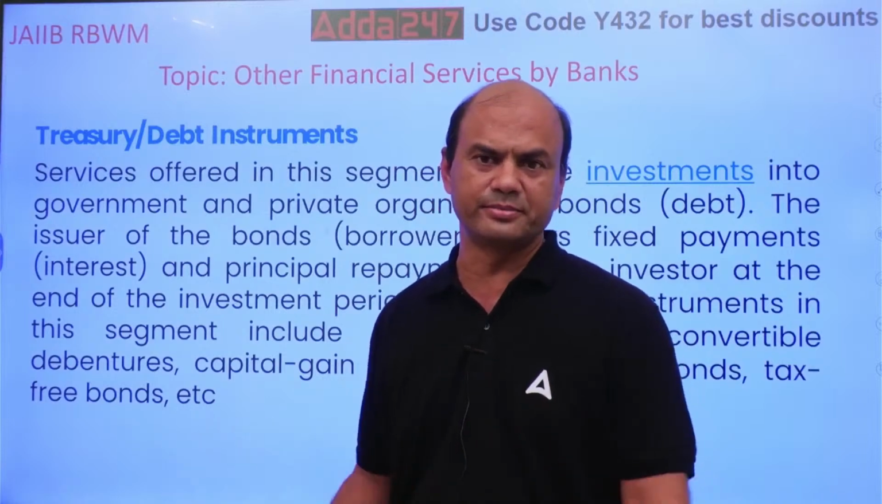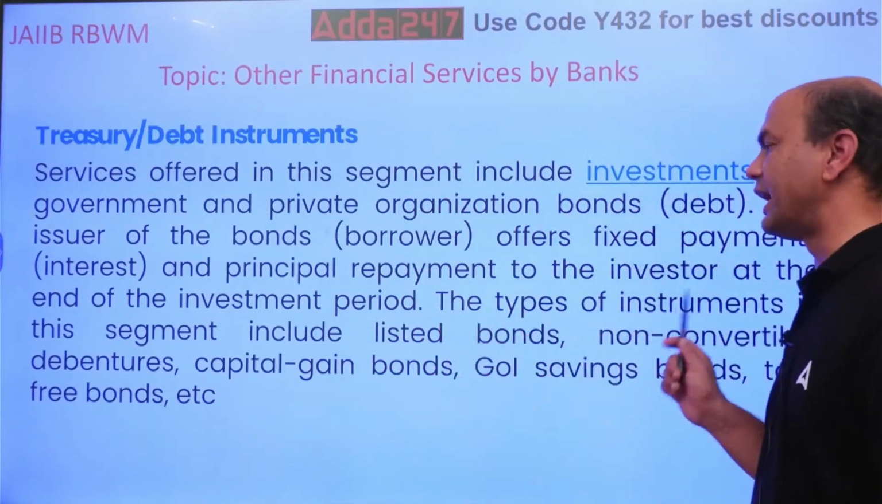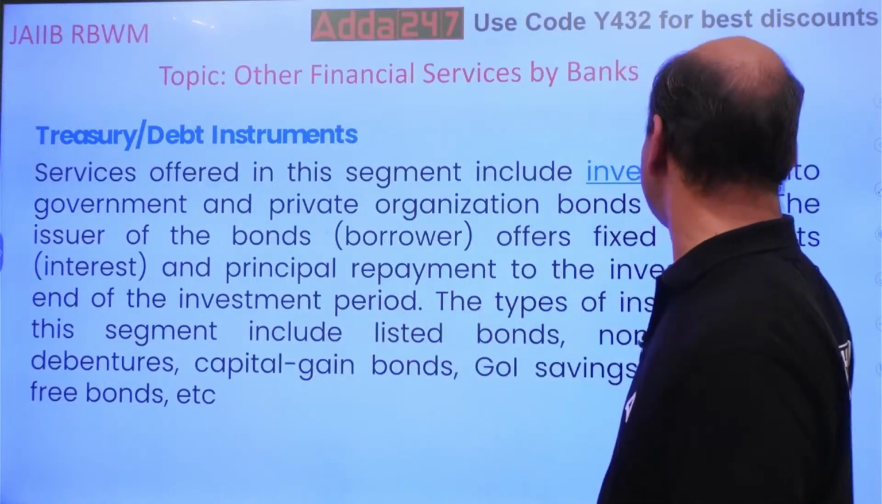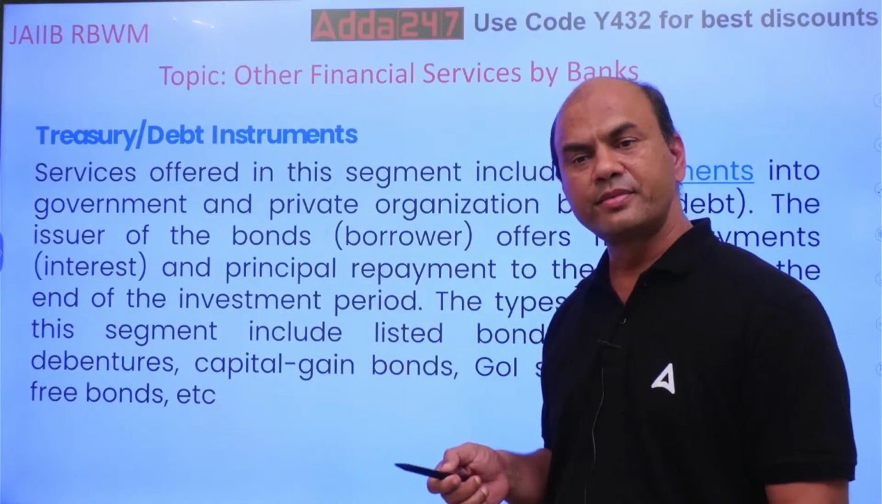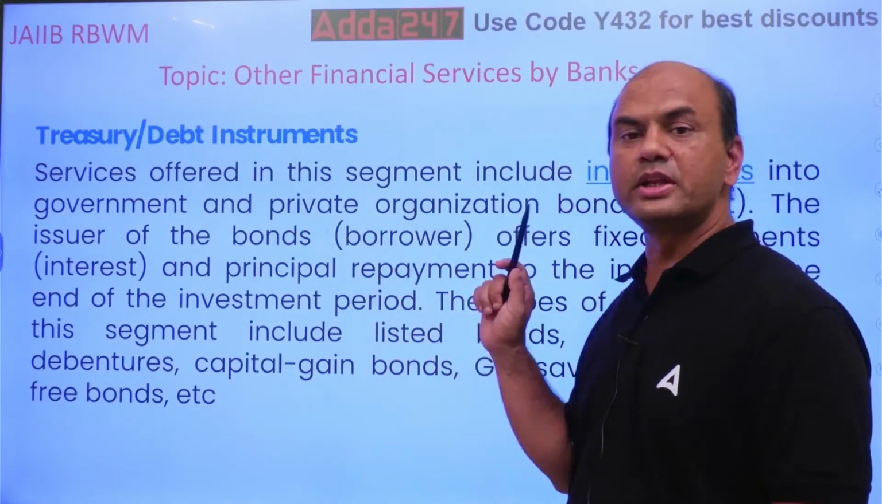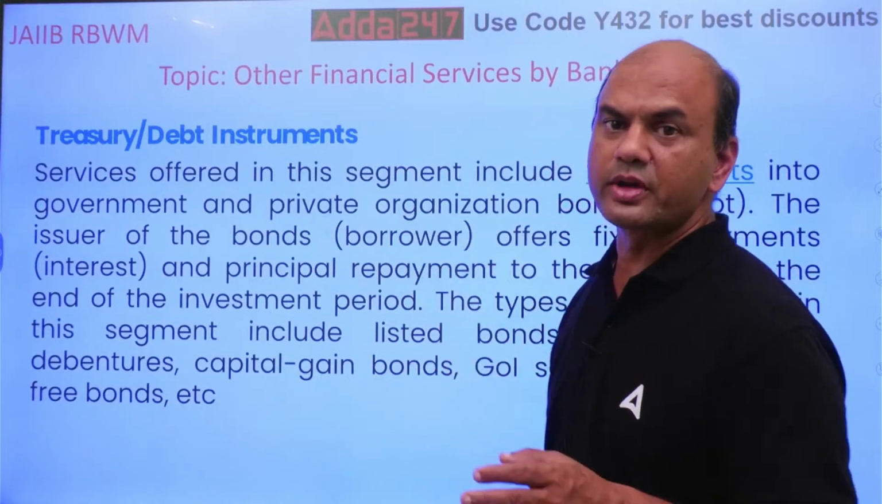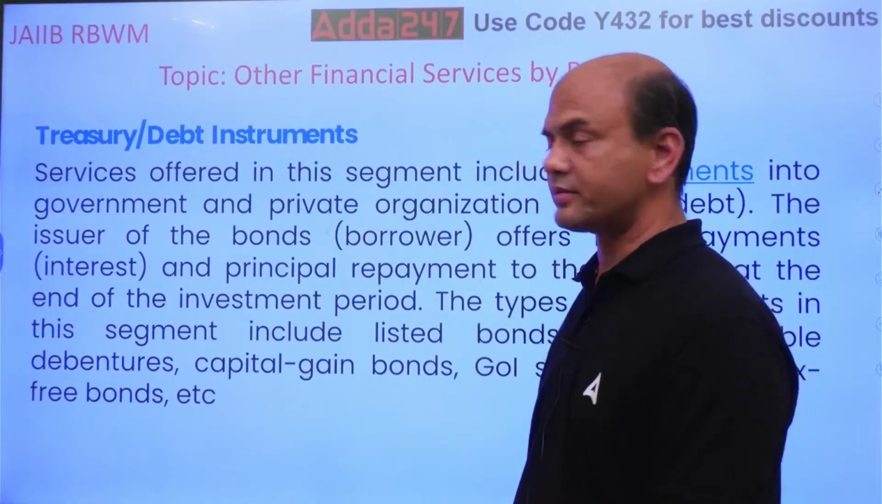Otherwise, both are same. So principal repayment to the investor, the coupon rate, the principal and the interest repayment, fixed interest payment. So interest is known as coupon and principal repayment is known as the face value. So in any bond or debenture, what you get is coupon and face value, okay, as a fixed return.